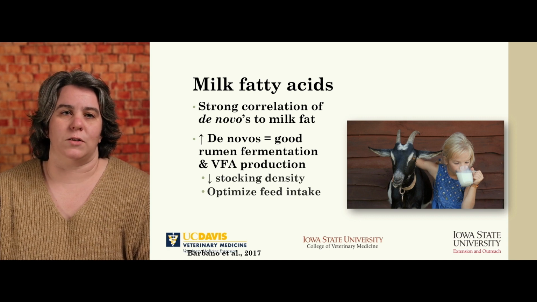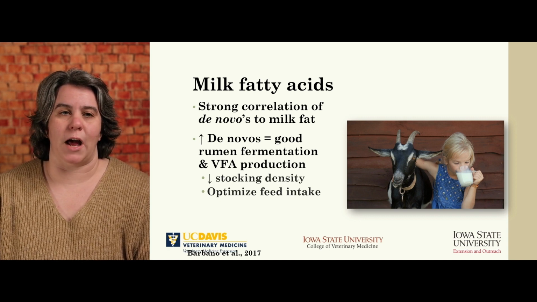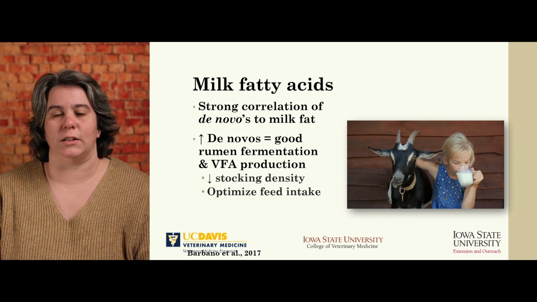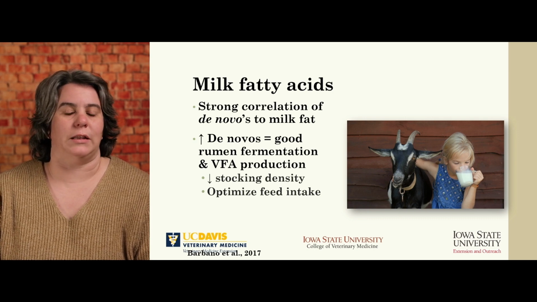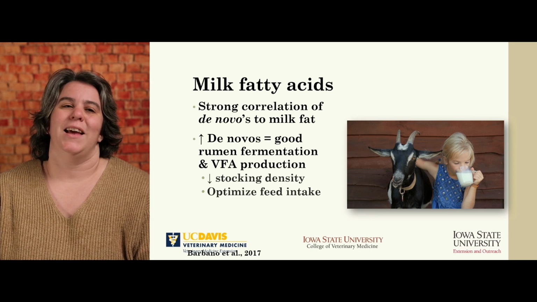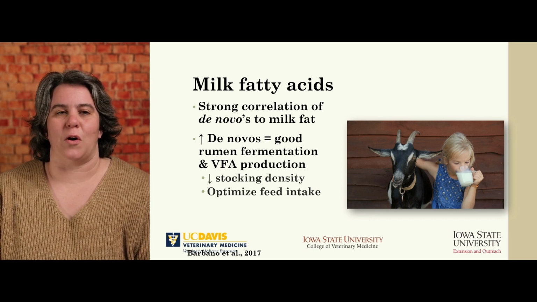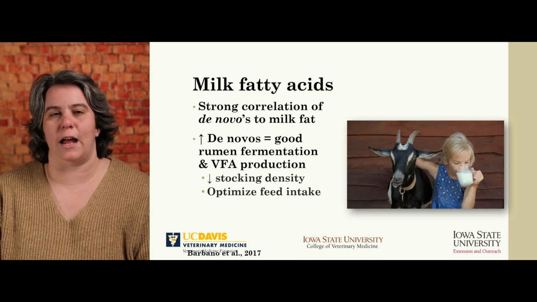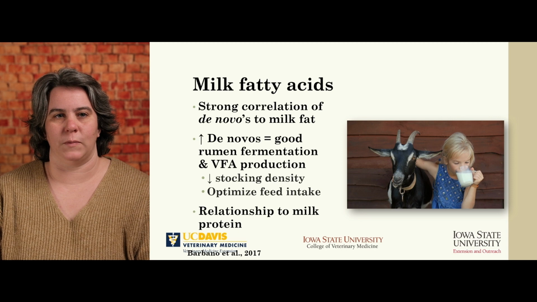A couple ways that research has shown us that we can improve rumen health is by decreasing stocking density. So making sure that we have enough room for our goats to be able to access feed at all times, for them to be able to lie down comfortably, and for them to be able to live their normal lives without worrying about bumping into their peers too much. Another way that we can improve overall rumen health is by optimizing feed intake and making sure that goats have a lot of good quality forages.